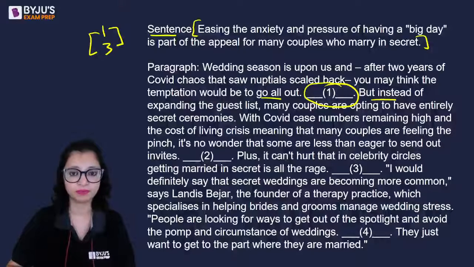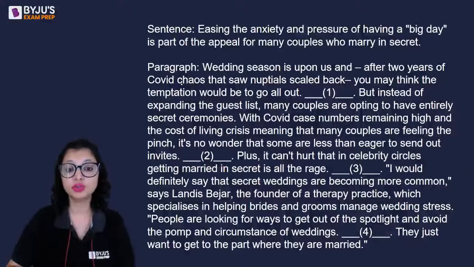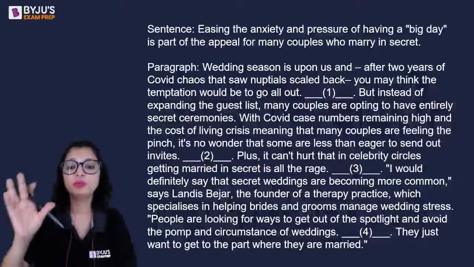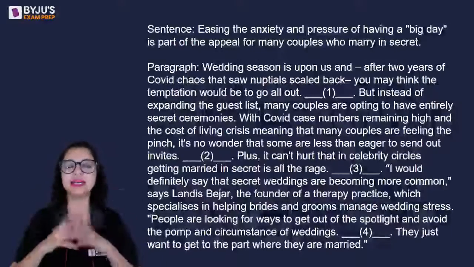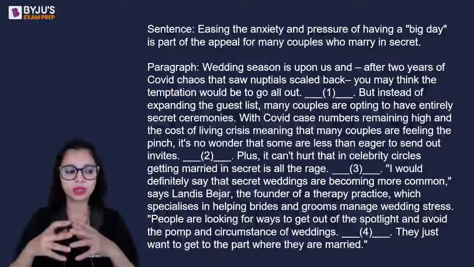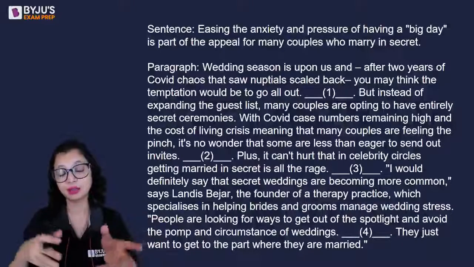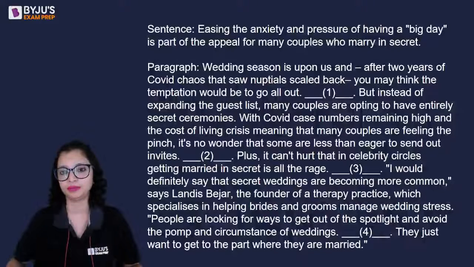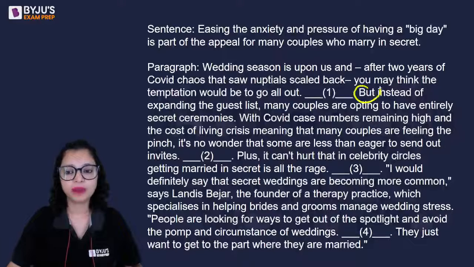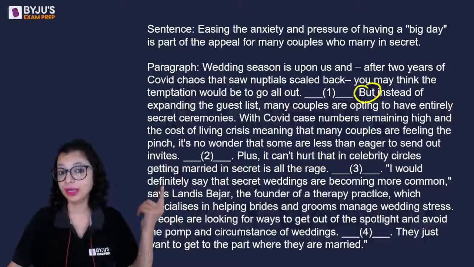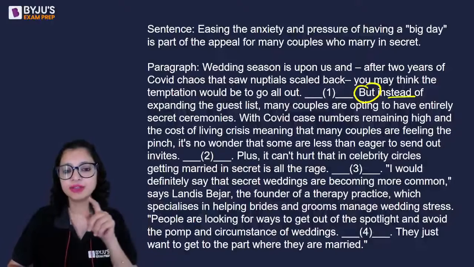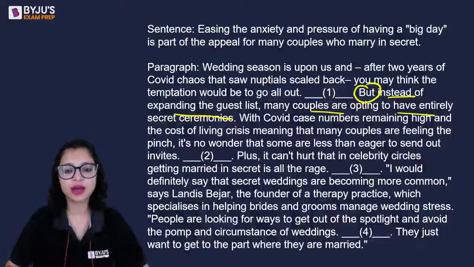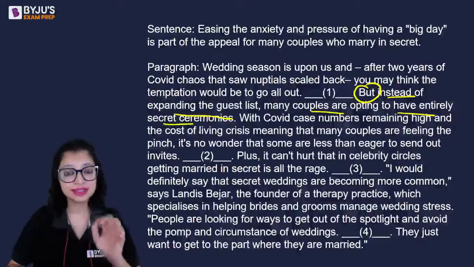So the wedding season is upon us, and after 2 years of COVID chaos, some nuptials are sealed back. You may think the temptation would be to go all out. What does the line mean? It means that during COVID, people weren't allowed to have grand weddings, and now that COVID is over and the wedding season is back, everybody would probably want to have a grand wedding. Okay. And then we have but. People might want to have a grand wedding, but instead of expanding the guest list, many couples are opting for an entirely secret ceremony.